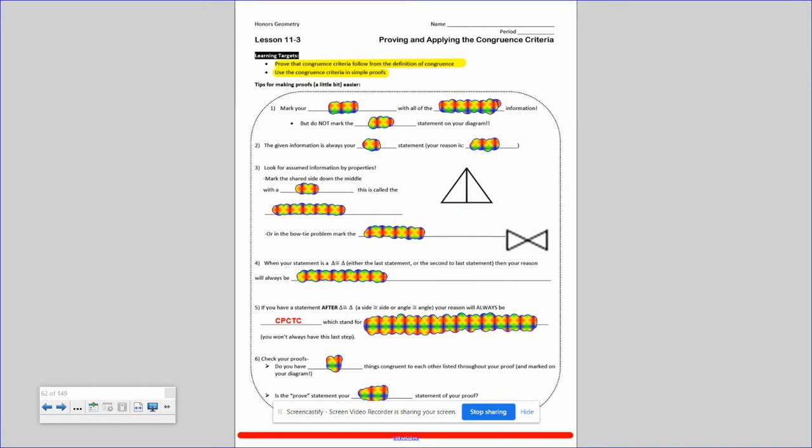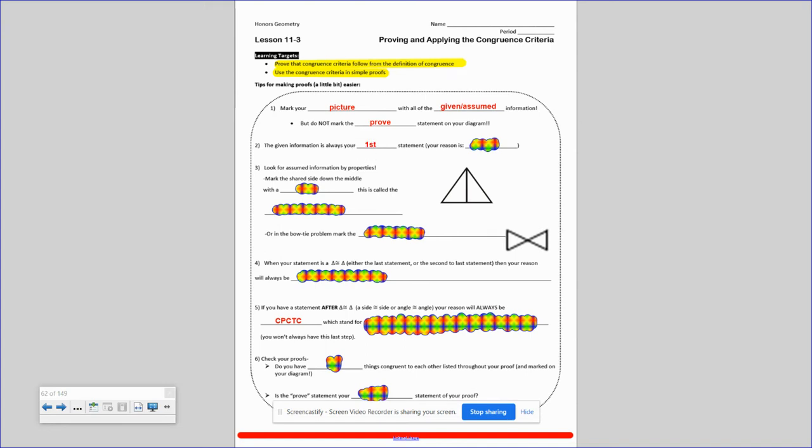The first thing you want to do is mark your picture. If you see anything that says congruent or anything like that, you want to mark it on your picture so it makes it a visual that you know what goes with what. So you mark it with all the given and assumed information. But remember, you do not mark the prove statement because you're going to have to prove that, so you don't know that yet. So mark what's given and what's assumed in your picture right away.